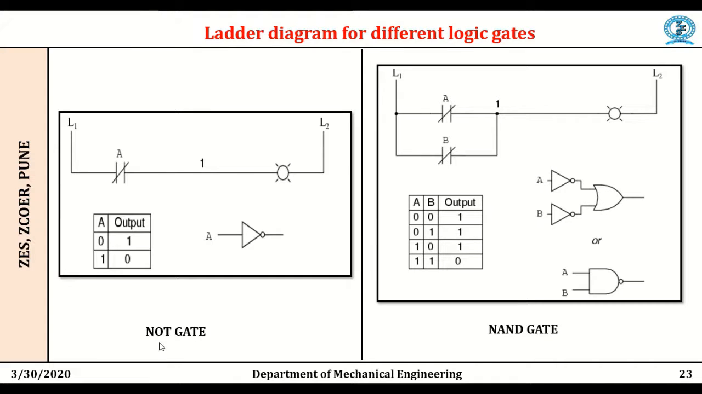The next gate is the NOT gate. This is the ladder diagram for the NOT gate. When the input is low, the output is high, and when the output is low, the input is high.